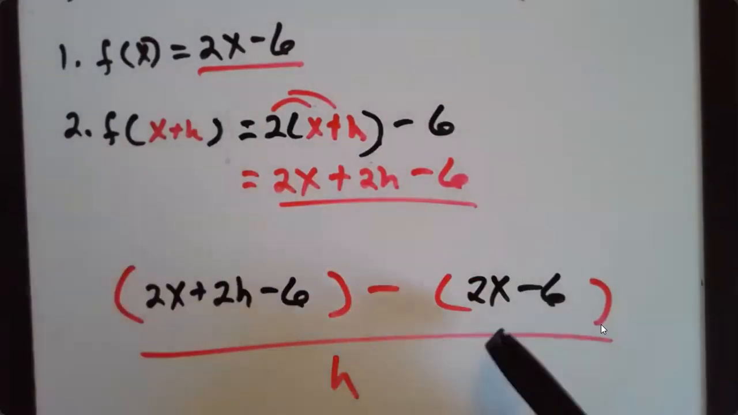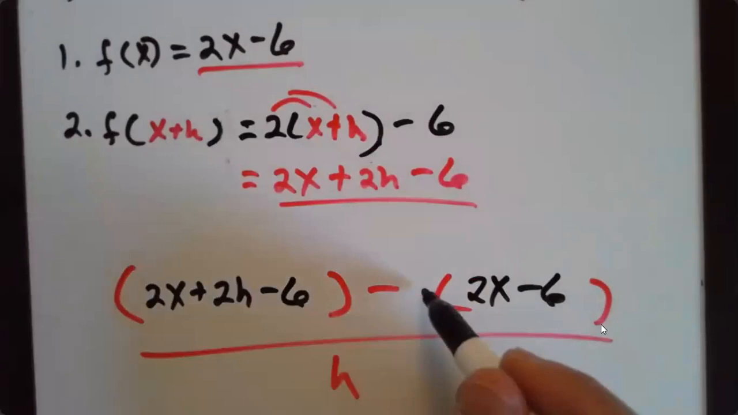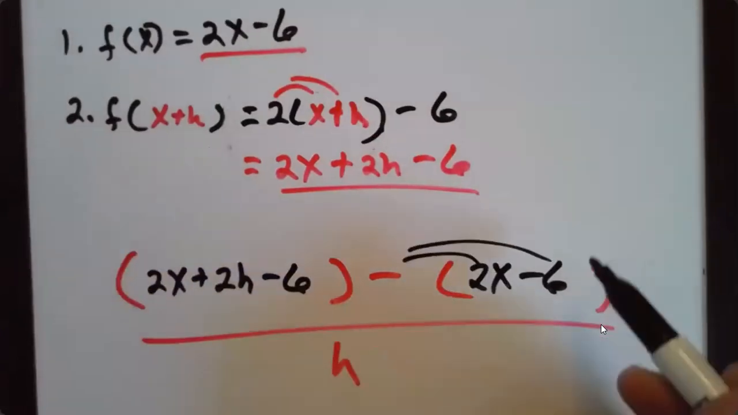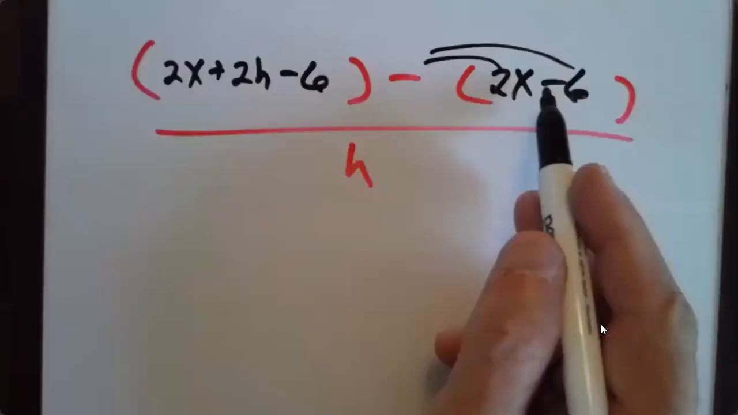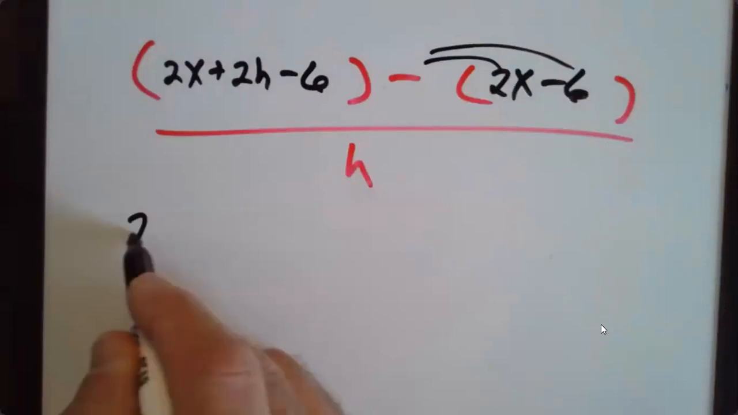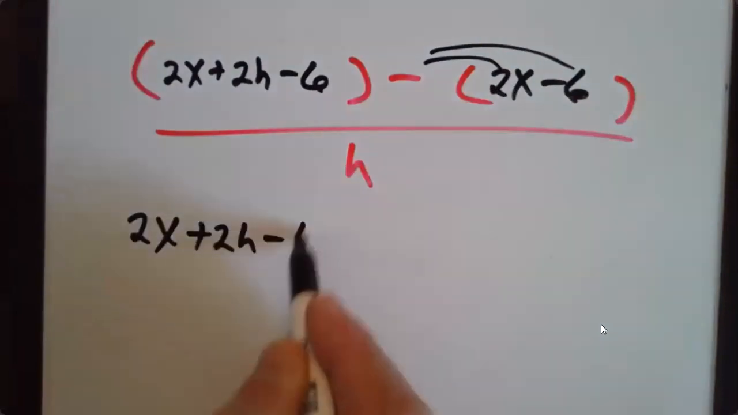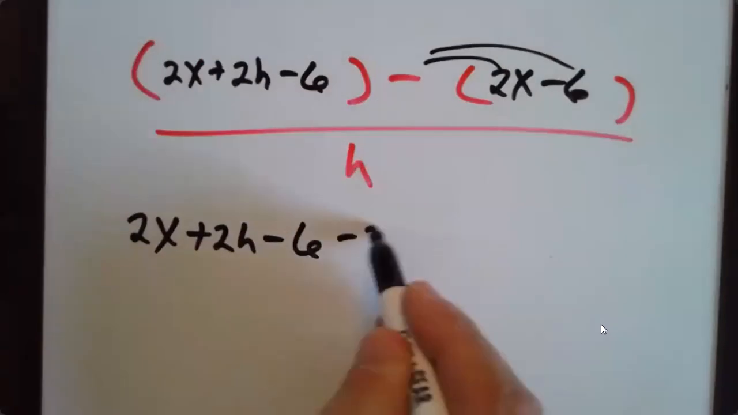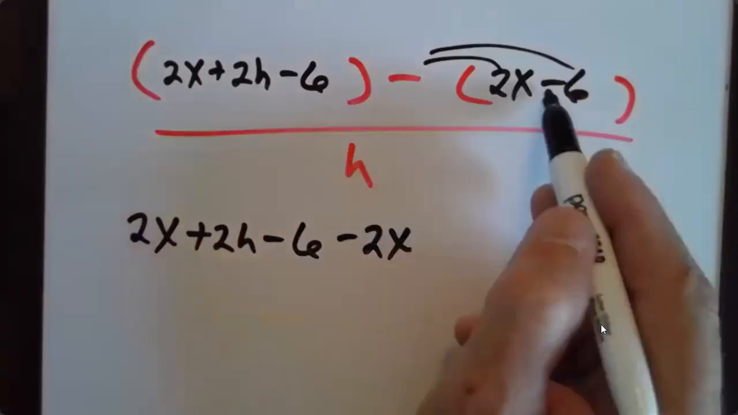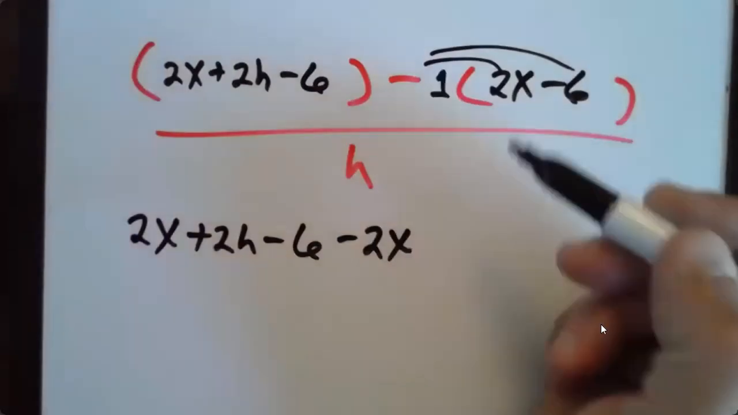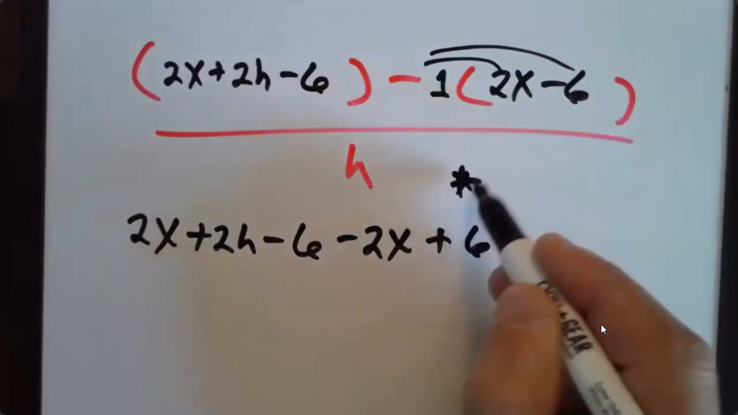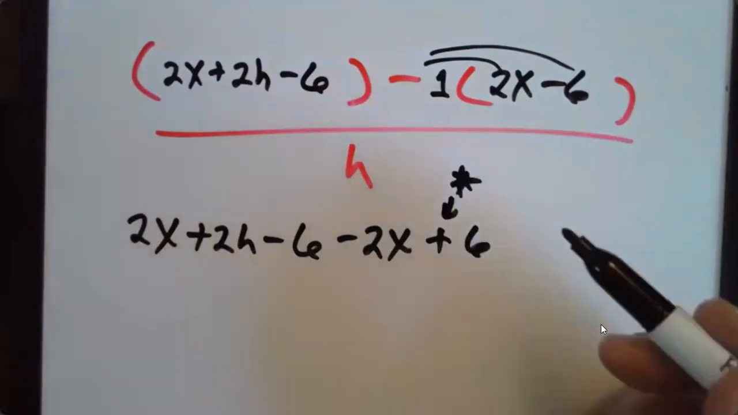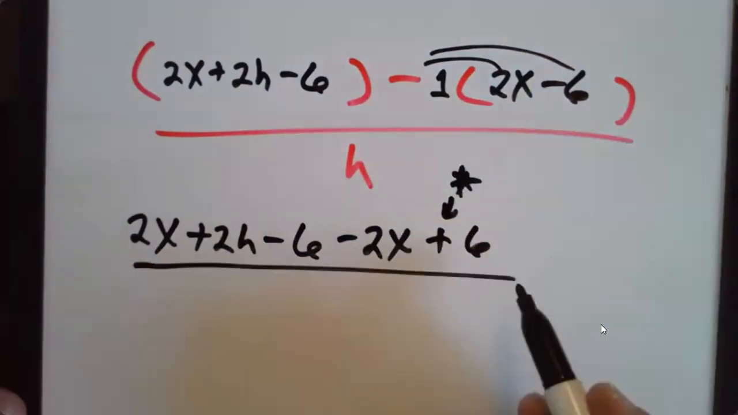One of the common issues that students have is they don't distribute this negative. You've got to distribute it, and that's going to change the sign of everything. Once you distribute it, you can drop all the parentheses. So this will be 2x plus 2h minus 6 minus 2x, and then a negative times a negative. This is like a negative 1 times negative 6, which is going to be a plus 6, all over h. Put a star on that, because that's where students tend to have some trouble.